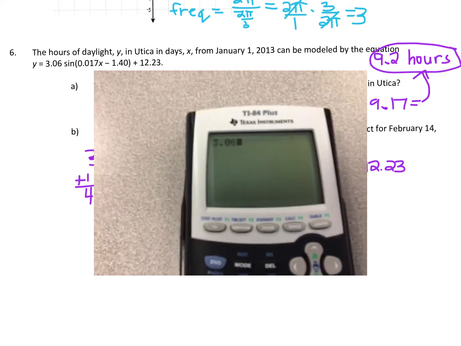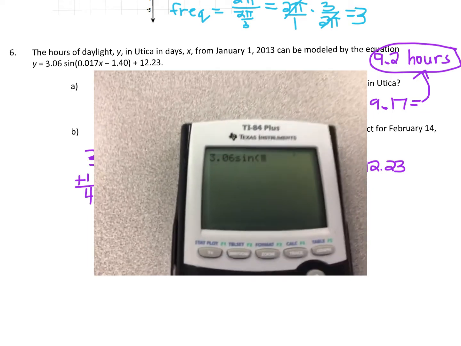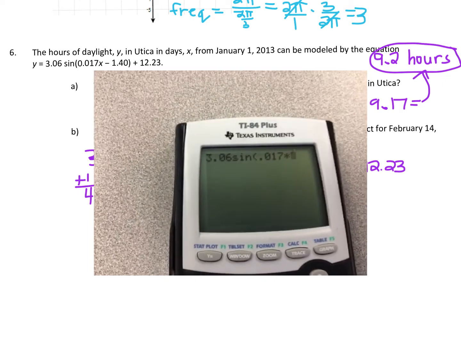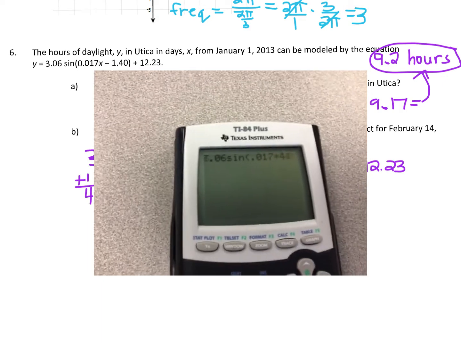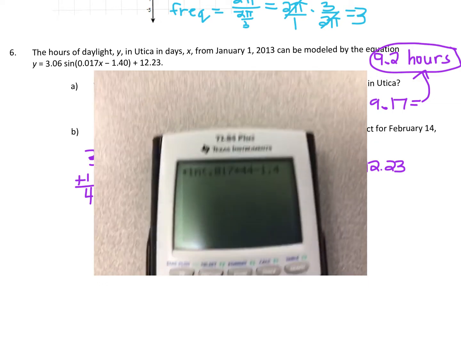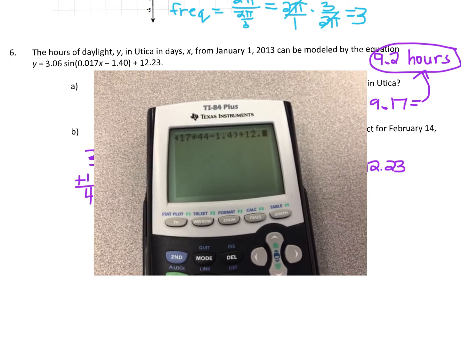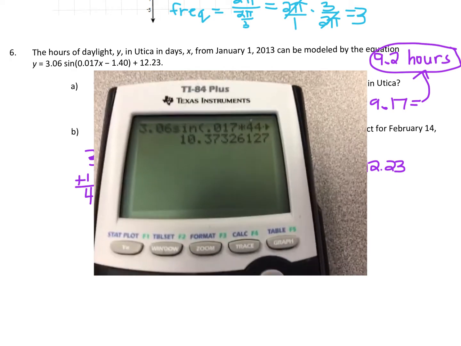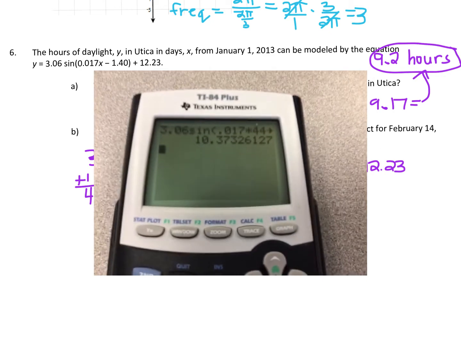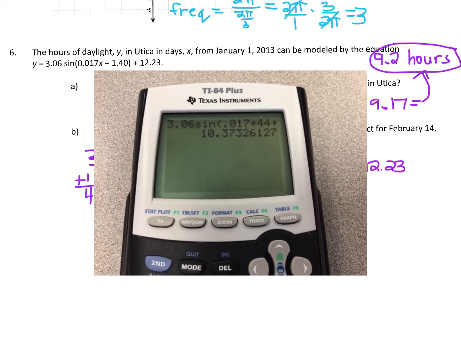So I'm typing in 3.06, and then I'm hitting the sine button right here. See sine, and it opens a parenthesis for you. Now I'm just going to type in 0.017, and you could just hit the times button, or if you want to put the 44 in parentheses, that's up to you. Then minus 1.40, which I'm just going to type in 1.4, and then close those parentheses and hit plus 12.23. You can see that to the nearest tenth we underlined, we would get 10.4, because this 7 rounds that 3 up to a 4, so 10.4 hours.